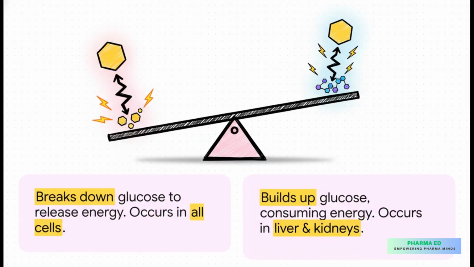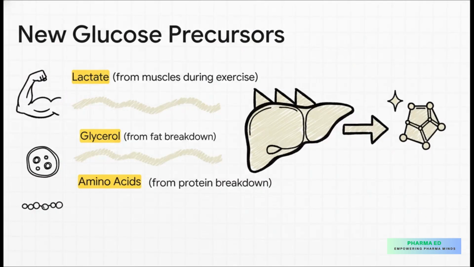So these 2 pathways, glycolysis and gluconeogenesis, they're basically opposites. One breaks glucose down, the other builds it up. And they are reciprocally regulated. What does that mean? It just means when one is on, the other is switched off. Which makes perfect sense, right? You don't want to be making and breaking down glucose at the very same time. That would be so inefficient. The body is incredibly smart.